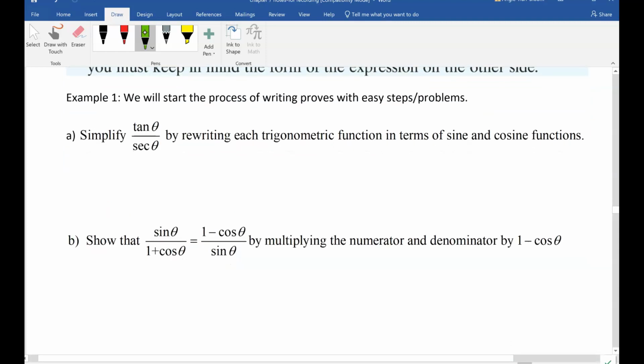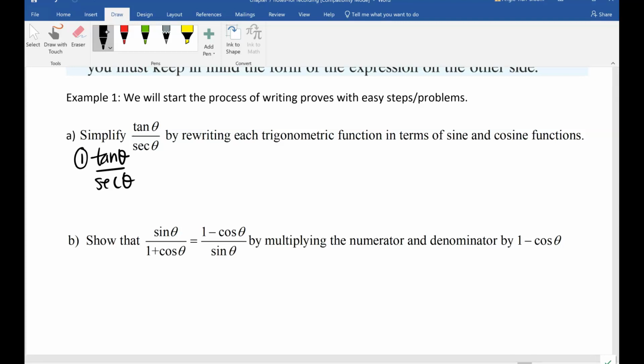Example 1, we will start the process of writing proofs with easy problems. A, simplify tangent of theta divided by secant of theta, and I'm giving you a hint here, by rewriting each trigonometric function in terms of sine and cosine. In writing proofs, I always want you to write your steps down. The reason is that some of you do your math horizontally, some vertically, some in any space you have on your paper, so I can't really follow it. If you number your steps, then at least I know where to go next.